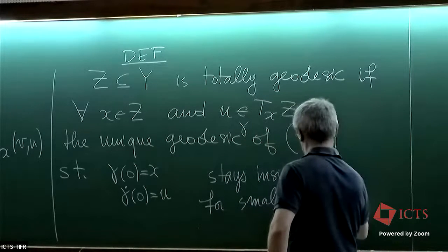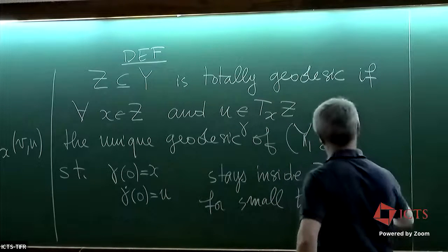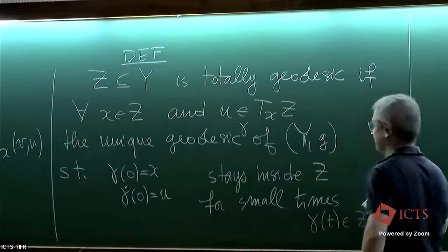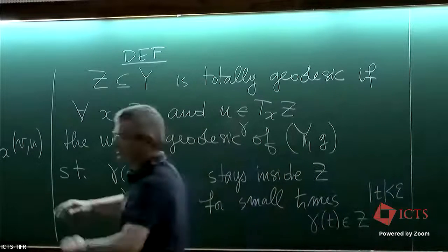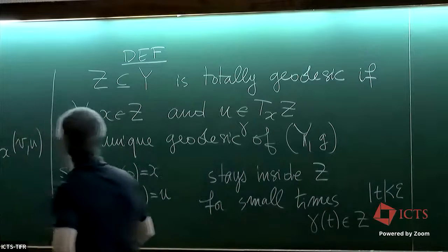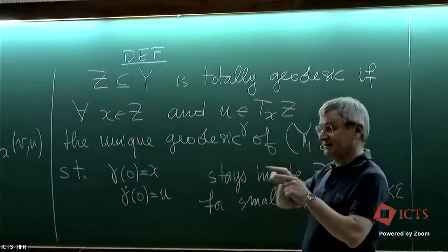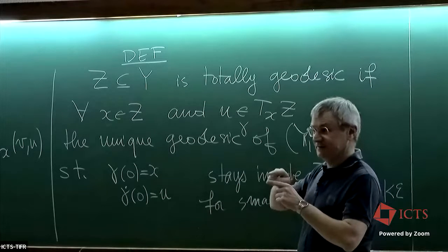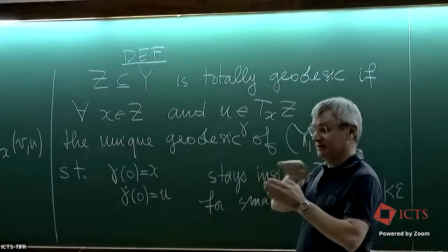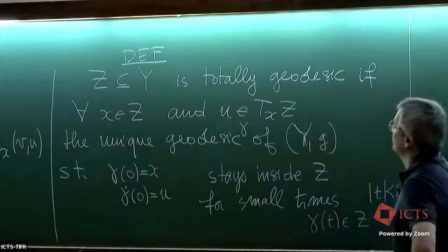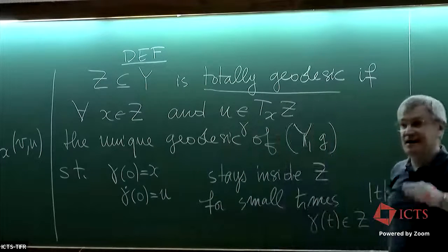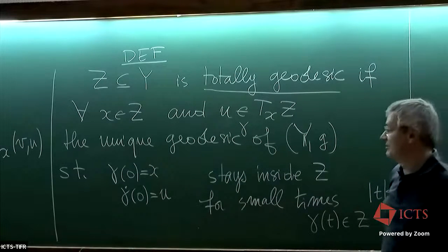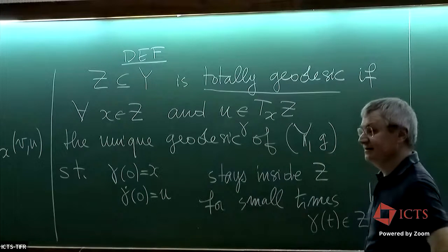So for t less than some epsilon. Okay. If we think of the most familiar case, it is when we have a surface inside 3-space. Geodesics are just lines, so we are asking that the line tangent to our surface stays within the surface at least for a small time. And so totally geodesic submanifolds are a generalization of exactly lines and planes in R3 or affine subspaces in Rn.